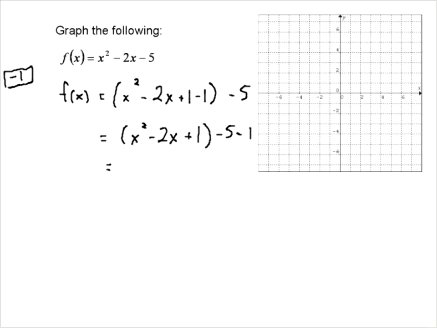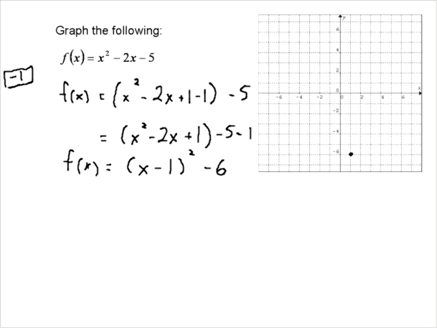Now, what's our square binomial? Well, this becomes x minus 1 squared. And what's the number at the end? It's 4. Here's our function. Now we can graph it. It's in standard form. Our vertex is at 1, -6, which puts us down here.